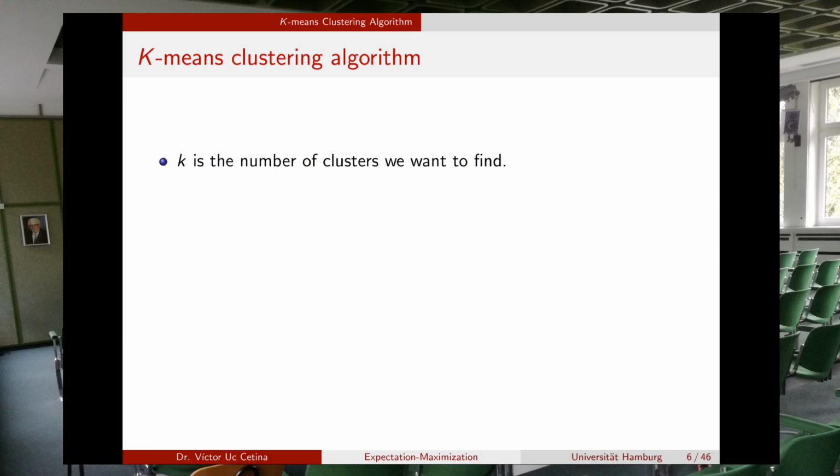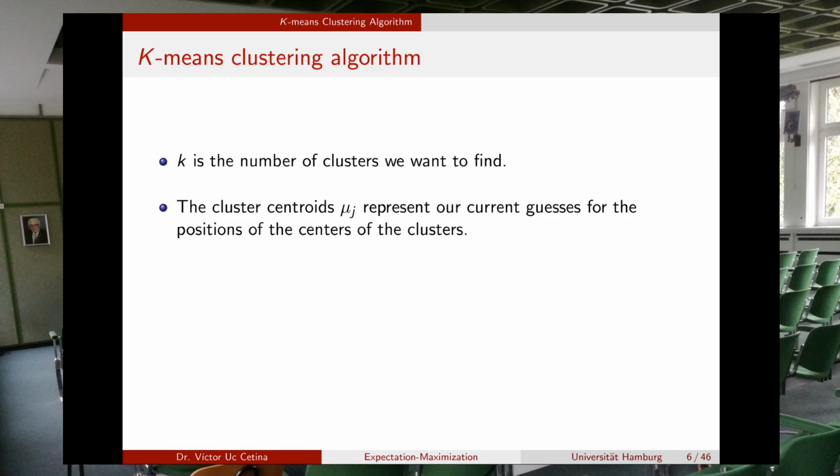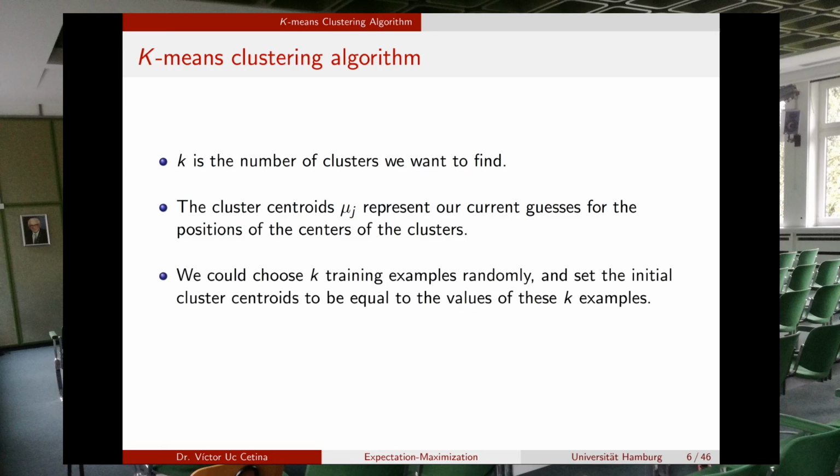So k is the number of clusters, as I said before, and usually we don't know how many clusters we will have, so we need to run experiments with different values for k. The cluster centroids muj represent our current guesses for the positions of the centers of the clusters. We could choose k training examples randomly and set the initial cluster centers to be equal to the values of these k examples. Other initialization methods are also possible.